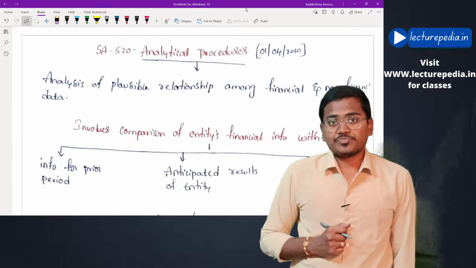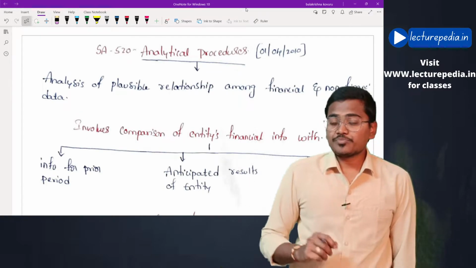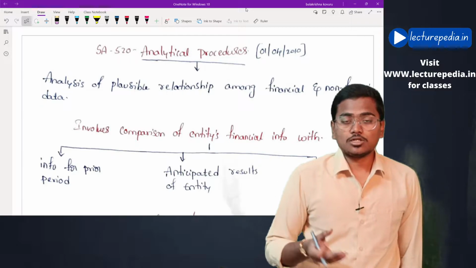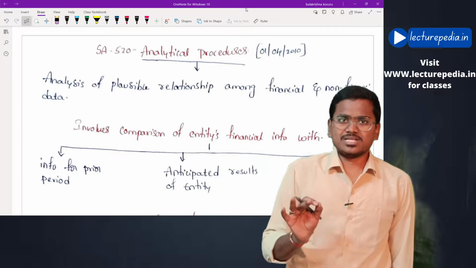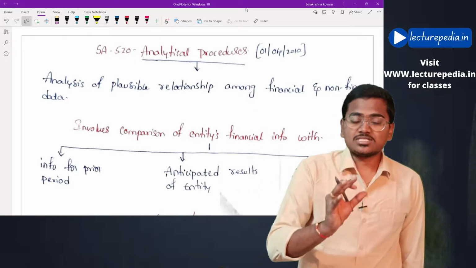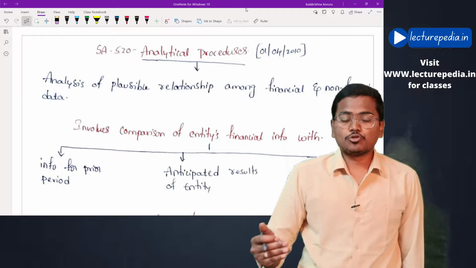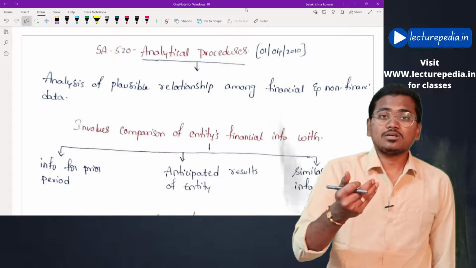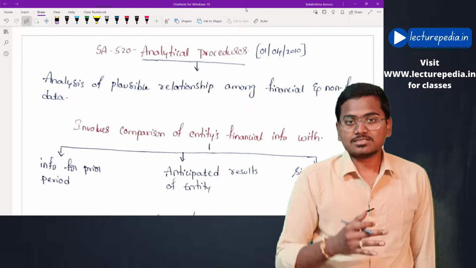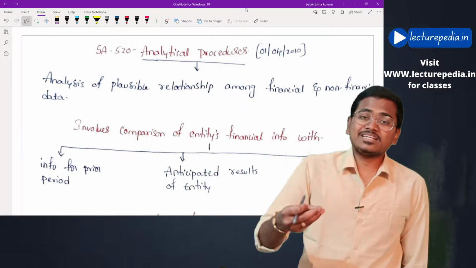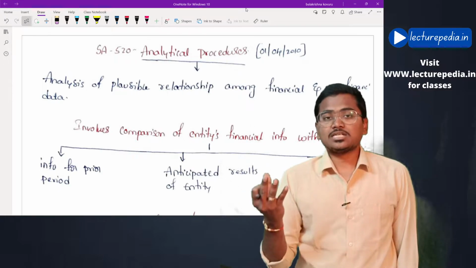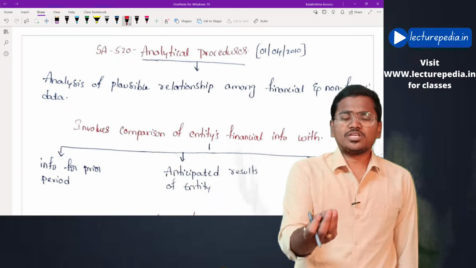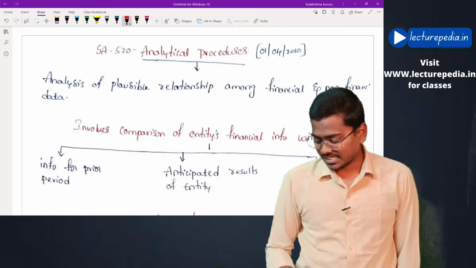Now this SA 520 deals with the procedure that the auditor will follow in order to use analytical procedure to obtain audit evidence. Basically, analytical procedure is one of the audit procedures to obtain audit evidence. If you remember, SA 505 deals with external confirmation, which is one of the audit procedures to obtain audit evidence. In the same way, SA 520 deals with analytical procedure, which is one of the audit procedures to obtain audit evidence.